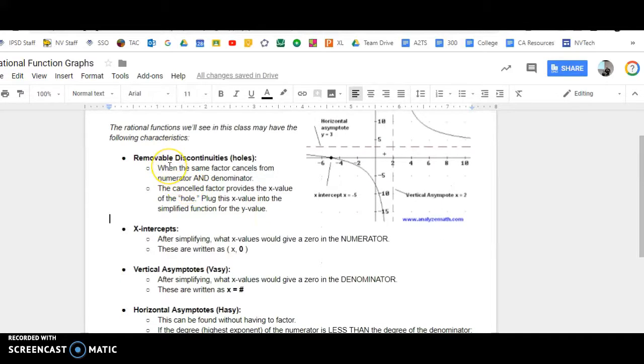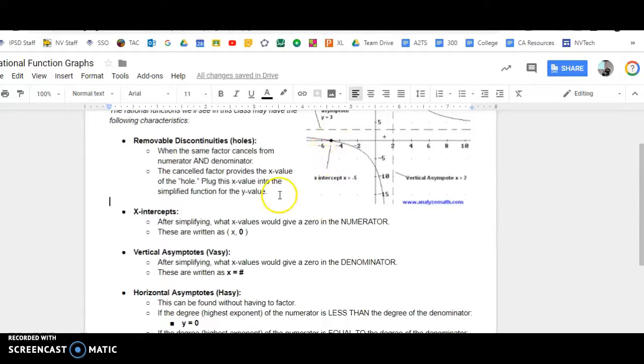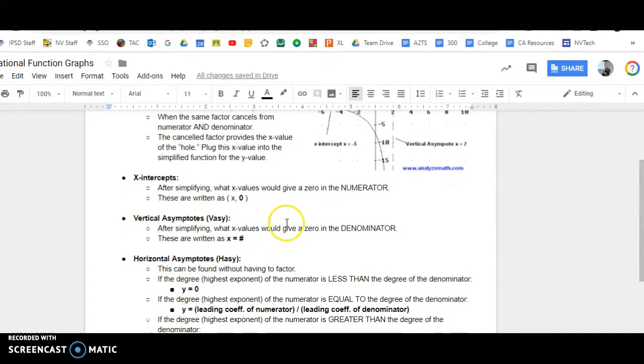Now let's discuss some of the anatomy here. First, we have something called removable discontinuities. These are also nicknamed holes in the graph, and that's anytime we have something that factors from the numerator and the denominator. If we see the same factor that cancels out, we would have one specific x value that goes away. So for a graph, you would see an open circle on the curve. That's a removable discontinuity. X-intercepts are anytime we cross the x-axis. Vertical asymptotes and horizontal asymptotes we've already discussed. We'll be going over how to find those here in a second. And by the way, this document is shared with you all on the course schedule.